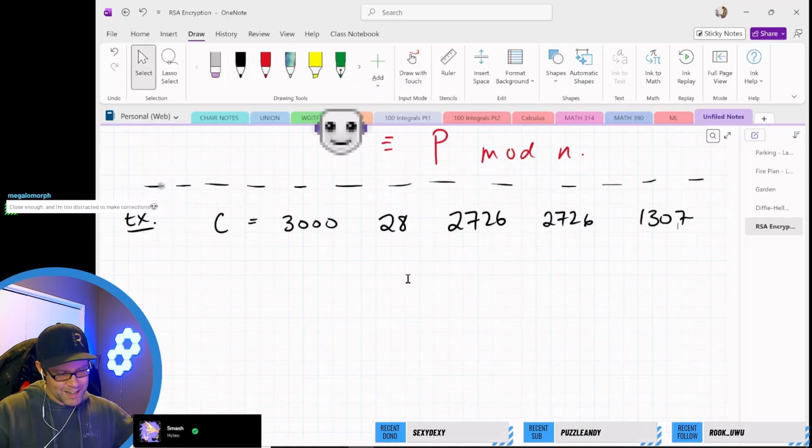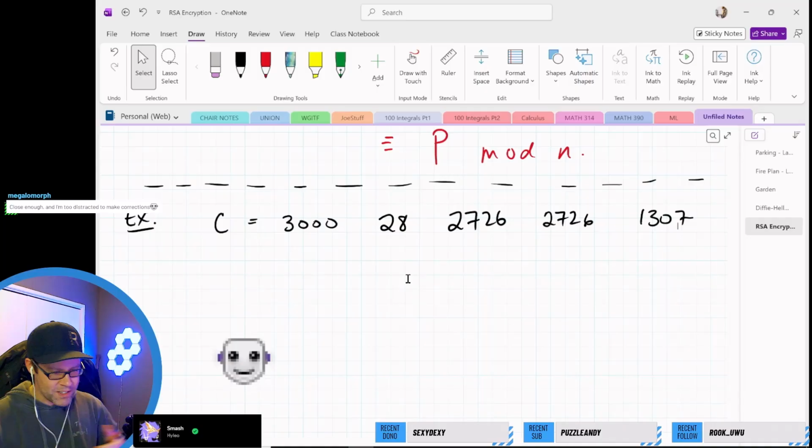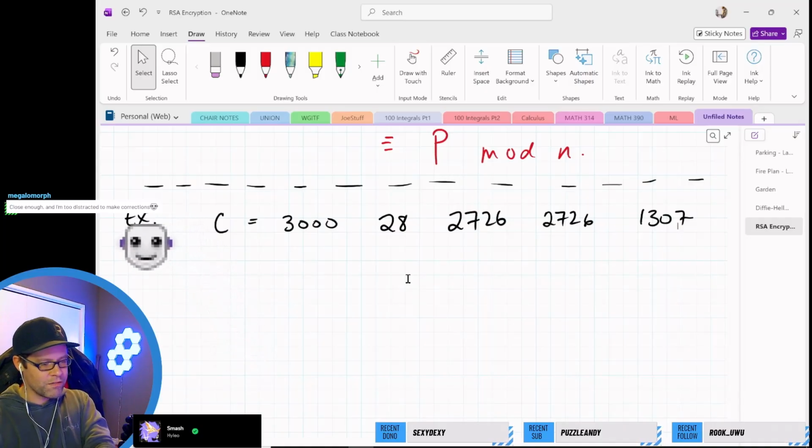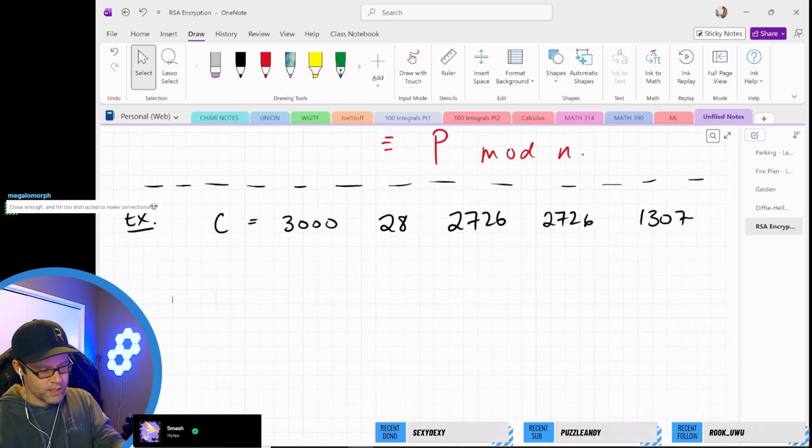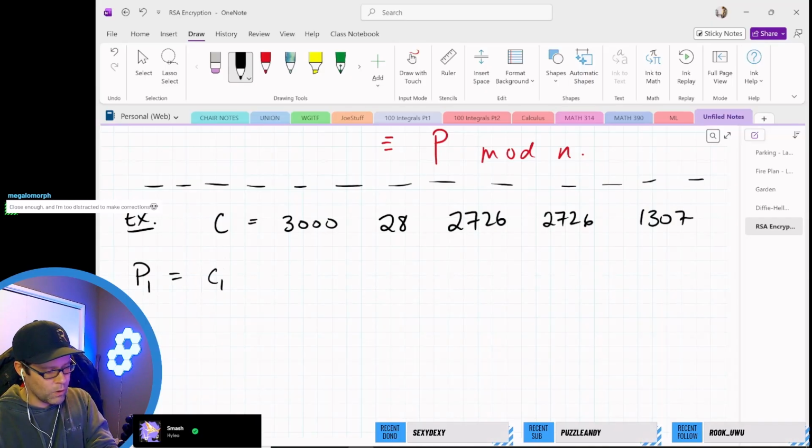All right, so the last step is basically to take our ciphertext message. We have already divided it up into 5 different slices. We've called them C1, C2, C3, C4, and C5. And we just got to convert them back into plain text messages. So plain text message 1 is just C1 to the power of D mod n.